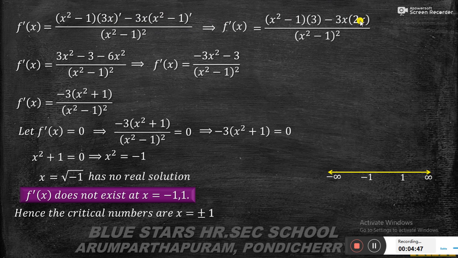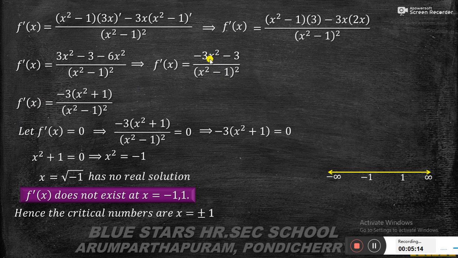So 3x into 2x. The next step, now I multiply the 3 into the factor. So 3x square minus 3 minus 3x into 2x is minus 6x square, by (x square minus 1) whole square. The next step, f dash of x equal to, now I add the x square terms: 3x square minus 6x square is minus 3x square minus 3, by (x square minus 1) whole square.